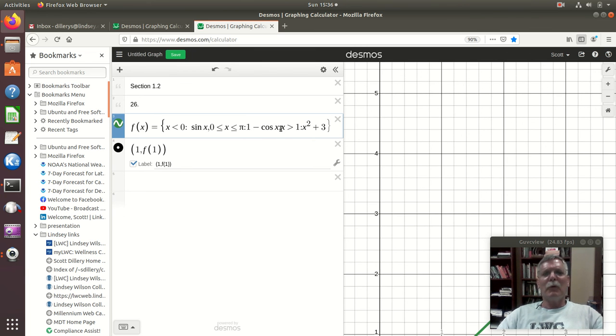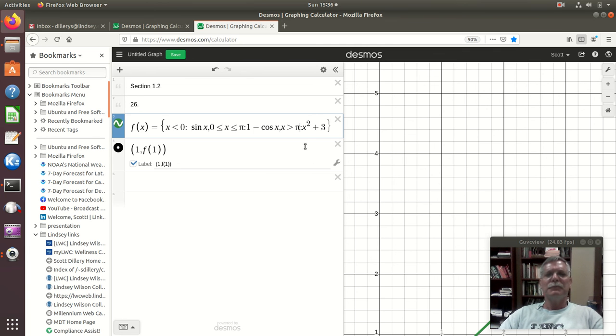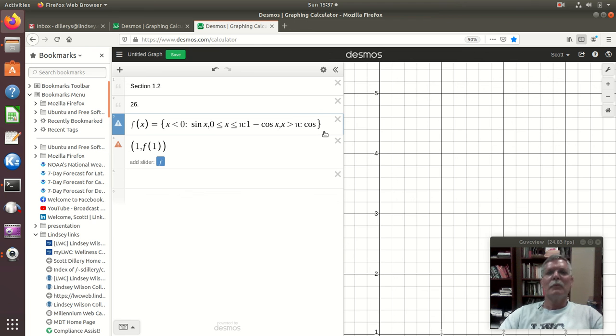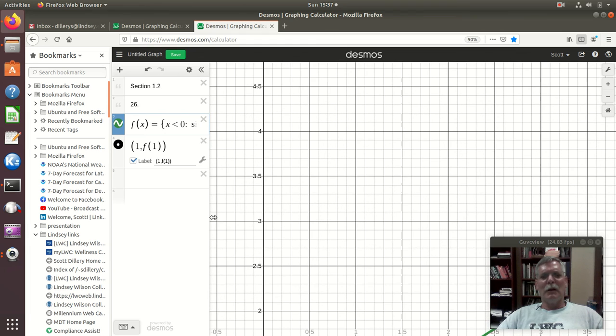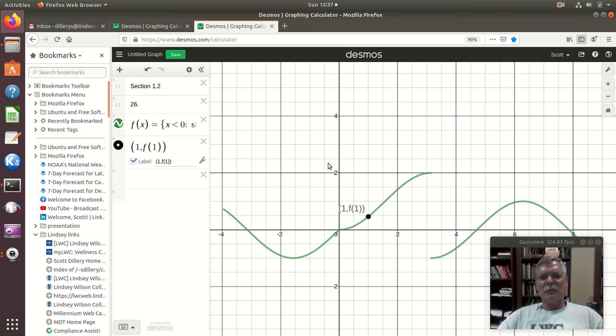And then for x greater than pi, again, I just type pi there. Then x greater than pi, cosine of x. Okay, and now I'll make this smaller again and go looking for my graph. Get rid of that.